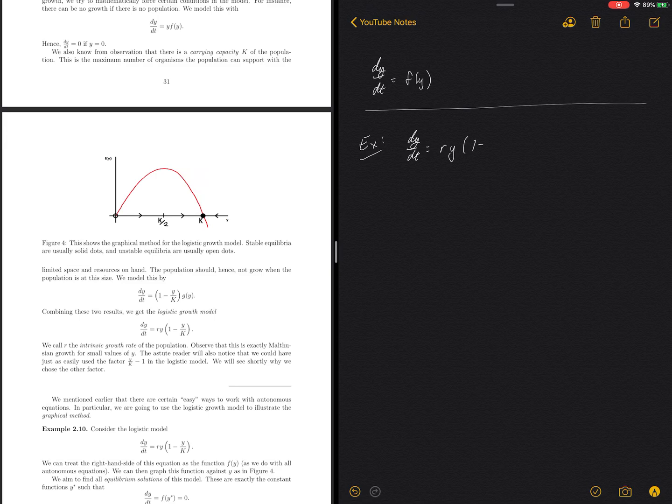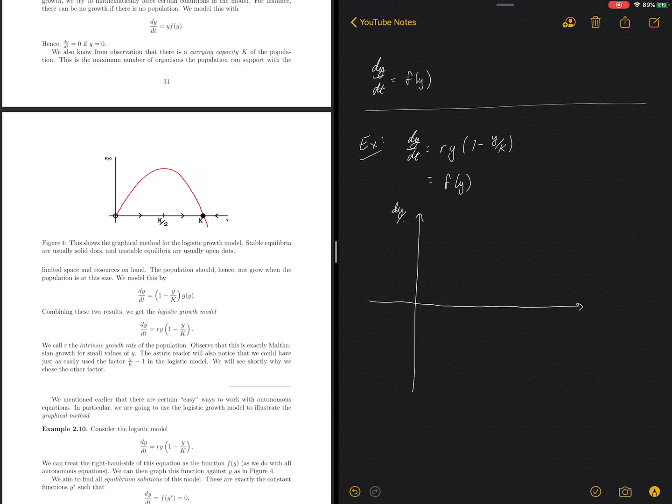Let's begin with our example. We are looking at the logistic model, and that was r y (1 minus y over k). r was the intrinsic growth, and k is the carrying capacity. And eventually we're going to put an initial condition in here at some point, but for right now, let's focus on this. On the right-hand side, this is our growth function, our rate function.